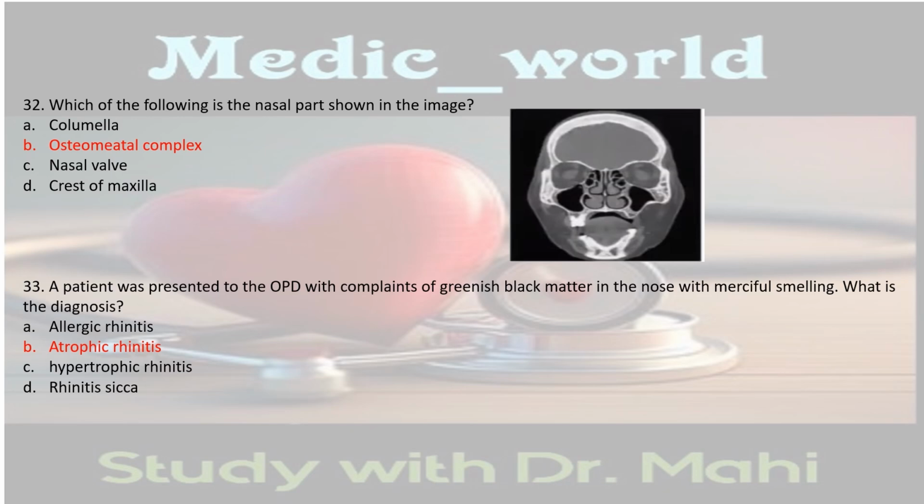Now the next question, which of the following is the nasal part shown in the image? Here in the image, the part which is shown is the osteomeatal complex. A patient was presented to the OPD with complaints of greenish black matter in the nose with foul smelling. What is the diagnosis? The diagnosis here is atrophic rhinitis.